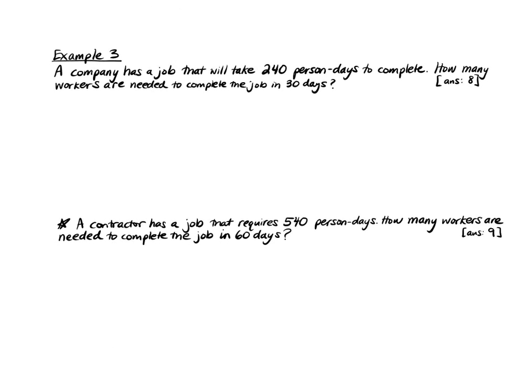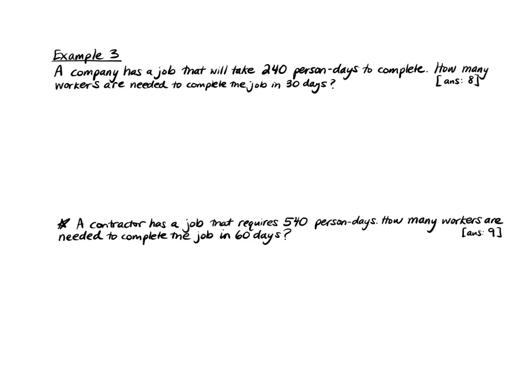A company has a job that will take 240 person days. So this is, instead of divide, right, person per hour or something, or quart per hour, where you're dividing, this person days is just multiplying. So these units are being multiplied. Company has a job that will take 240 person days to complete. That means if one person did it, it would take 240 days. How many workers are needed to complete the job in 30 days?